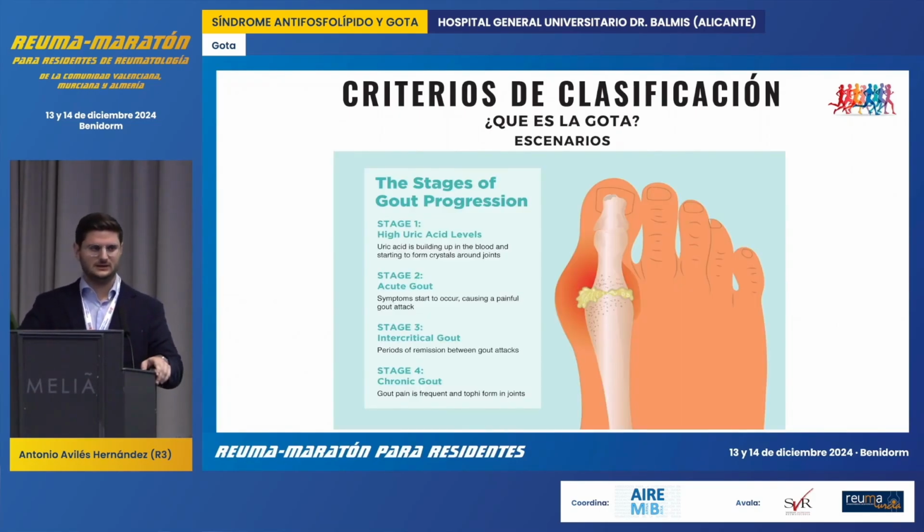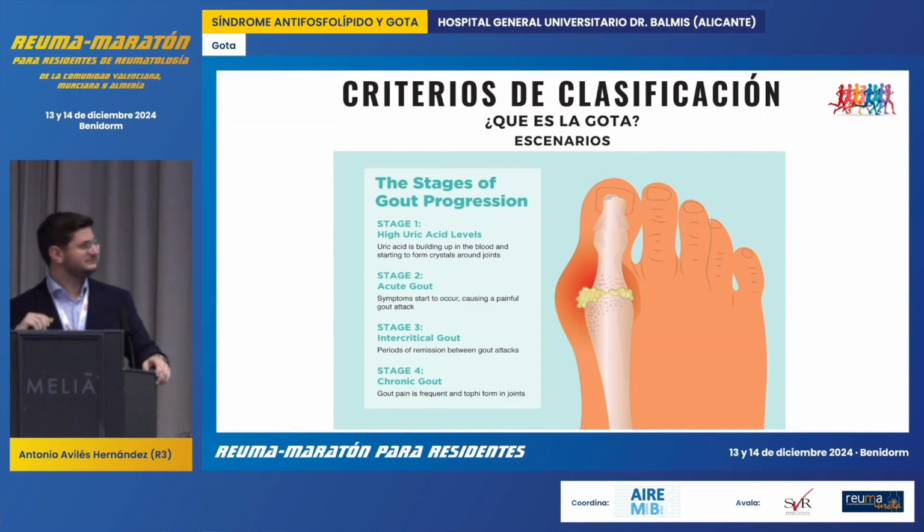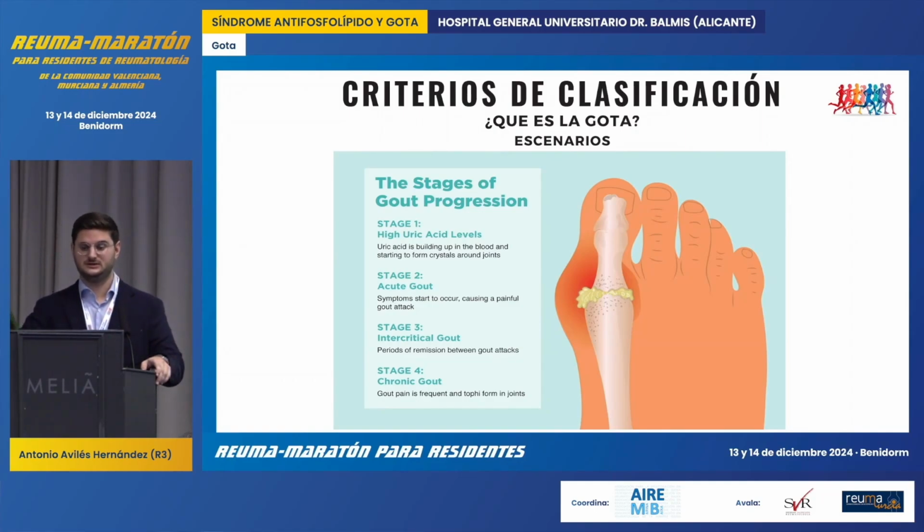Gout. We need to understand it as a disease that exists on a continuum. It has different stages. The first stage would be hyperuricemia without clinical or ultrasound abnormalities, so we would refer to it as asymptomatic hyperuricemia. Next, we move on to the phase of gout attacks, in which the patient experiences arthritis or bursitis, followed by a period of intercritical gout during which the patient appears to be asymptomatic. And finally, the last stage we would encounter would be chronic gout or tophaceous gout, in which a poorly managed patient has developed uric acid deposits in the joints.